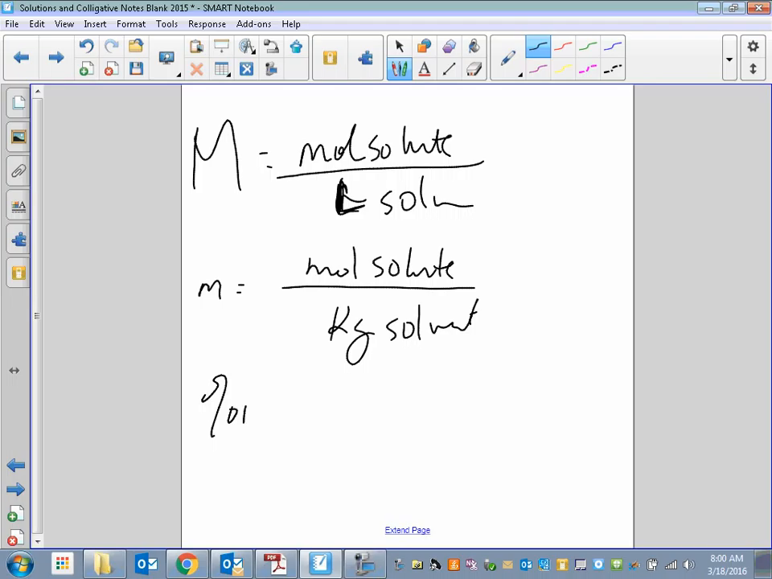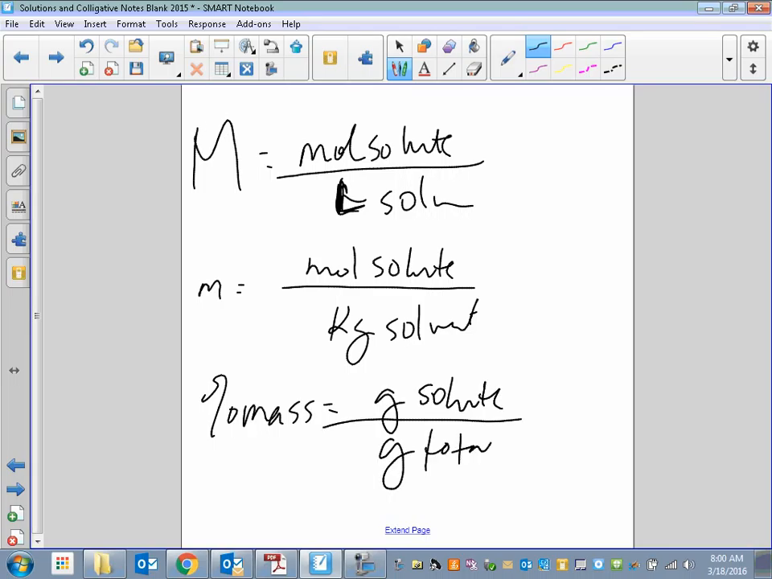Mass percent and mole fraction are very similar, but mass percent is just taking your grams of your solute divided by your grams total, and that's of solute and solvent, times 100 because it's a percent. And then mole fraction is like mole percent, except we're not multiplying by 100 at the end. We're leaving it as a fraction, which we actually do express as a decimal here.